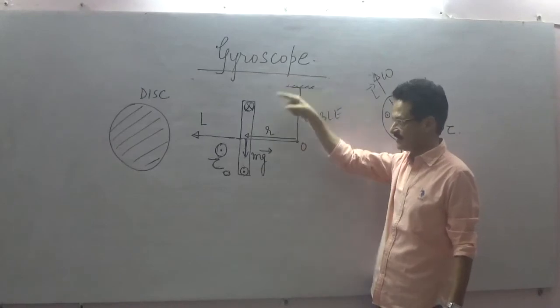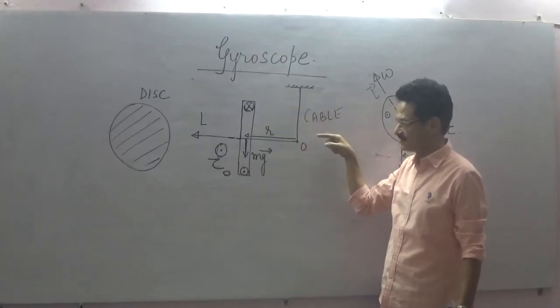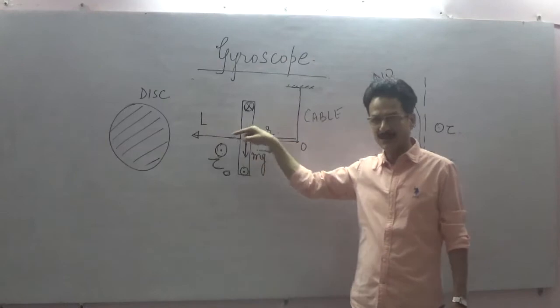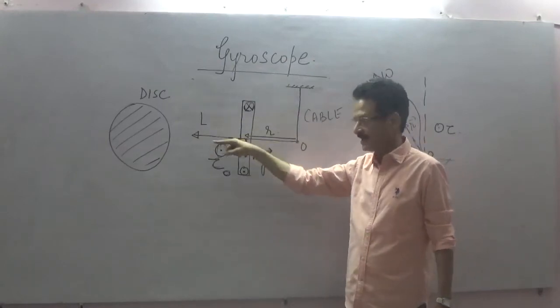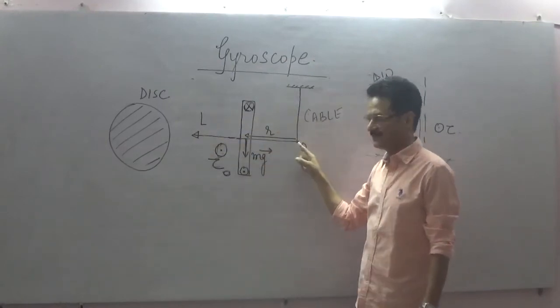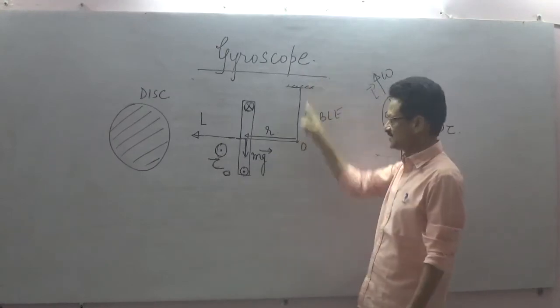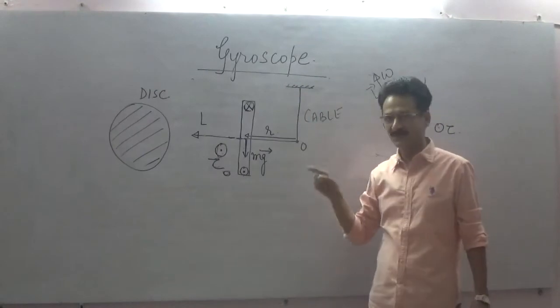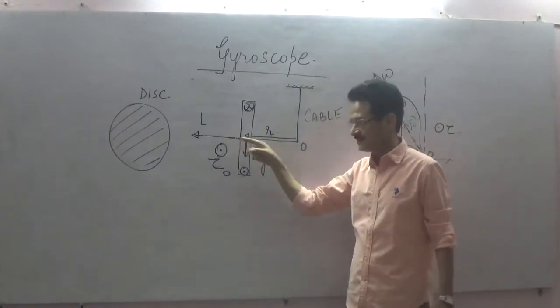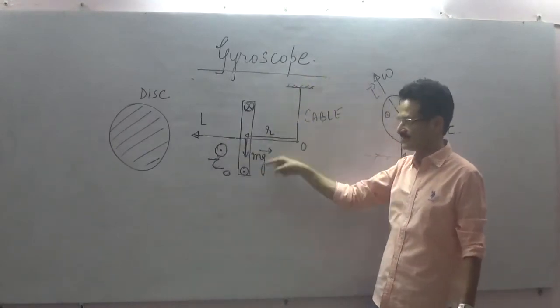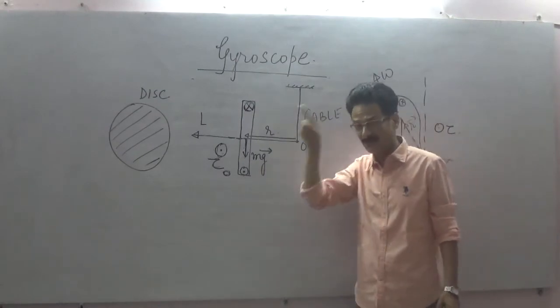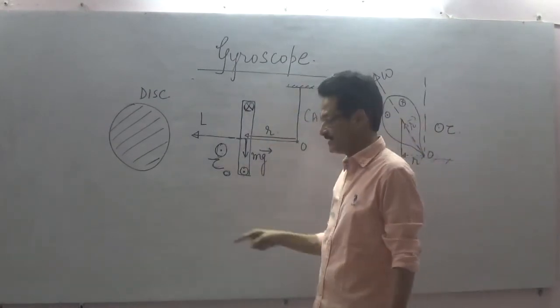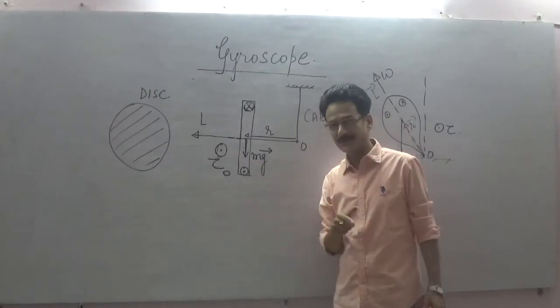The disc is rotating like this and it is mounted. This is the axis of the disc, and this end of the axis is attached to a cable, and the other end of the cable is attached to the ceiling of the roof. Now this is the situation. This disc is rotating in this direction, and because it is rotating very rapidly, it will have some angular momentum.